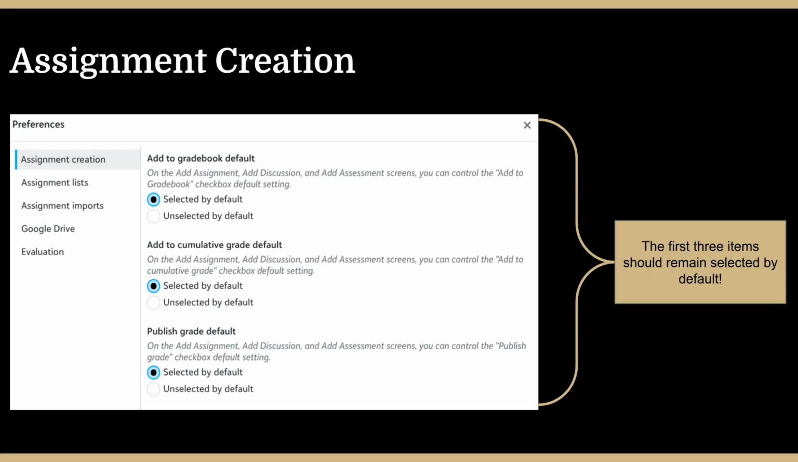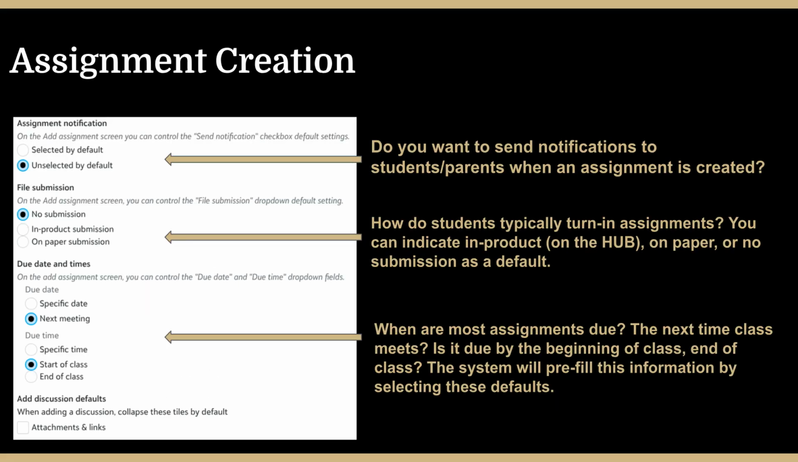The first area where you can set up preferences relates to default settings when creating assignments. Do you want assignments to by default go into the gradebook? Do you want those grades to be calculated into the cumulative average? And do you want assignments that you create to be published for student and parent view? It is highly recommended that these default settings remain selected.